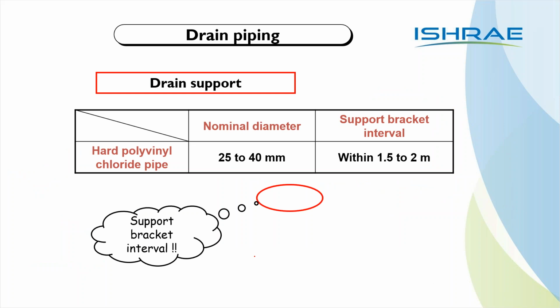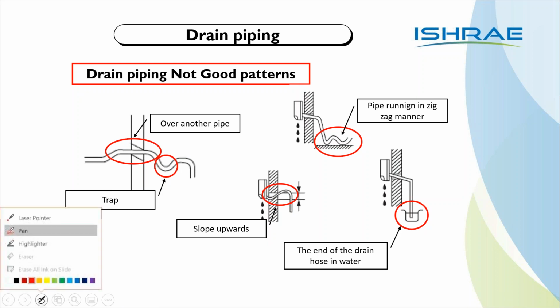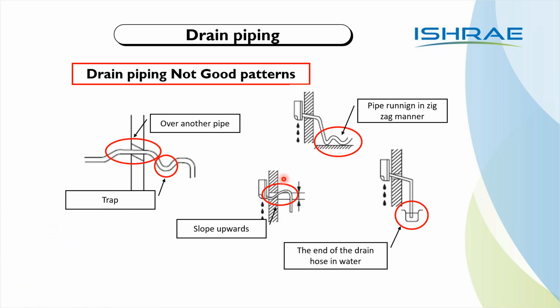Then you need to have a proper drain support at every 1.5 to 2 meters so that there is no buckling of the drain pipe. If there is any buckling of the drain pipe, your water will get stagnant there and there's a possibility that it would come back. So you cannot have multiple bends in a drain pipe. You need to have only the required bends, done the right way.